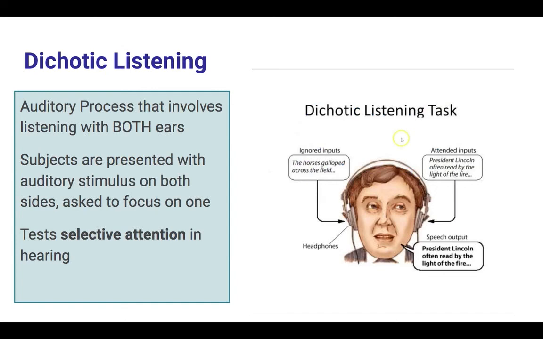Dichotic listening. This is a test that psychologists give to people basically to figure out how their hearing is on both sides and if they can use selective attention while hearing. The auditory process involves listening with both ears to two different things, two different stimuli. So this guy on one side is getting this thing about a horse, on the other about Abraham Lincoln, and he's supposed to focus on one. If you can do this, it means you have really good selective attention in your hearing. It's also really hard. Okay, so I guess that's all I got for that.